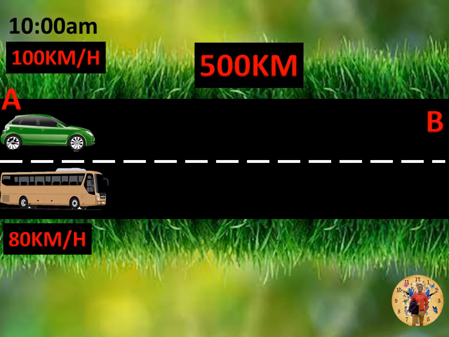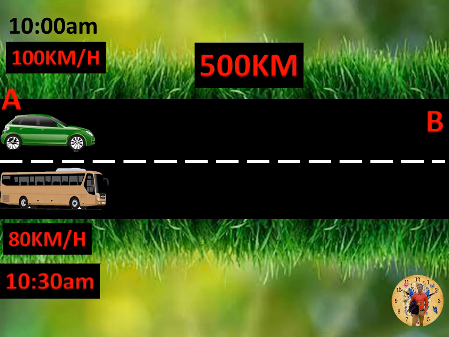Let's take a look at the car starting earlier on the journey at 10 a.m. and let the bus start the journey at 10:30 a.m., meaning the car started the journey earlier than the bus, and the time taken for the car to move before the bus started moving is actually 30 minutes, because the car started at 10 a.m. and the bus started later at 10:30 a.m.